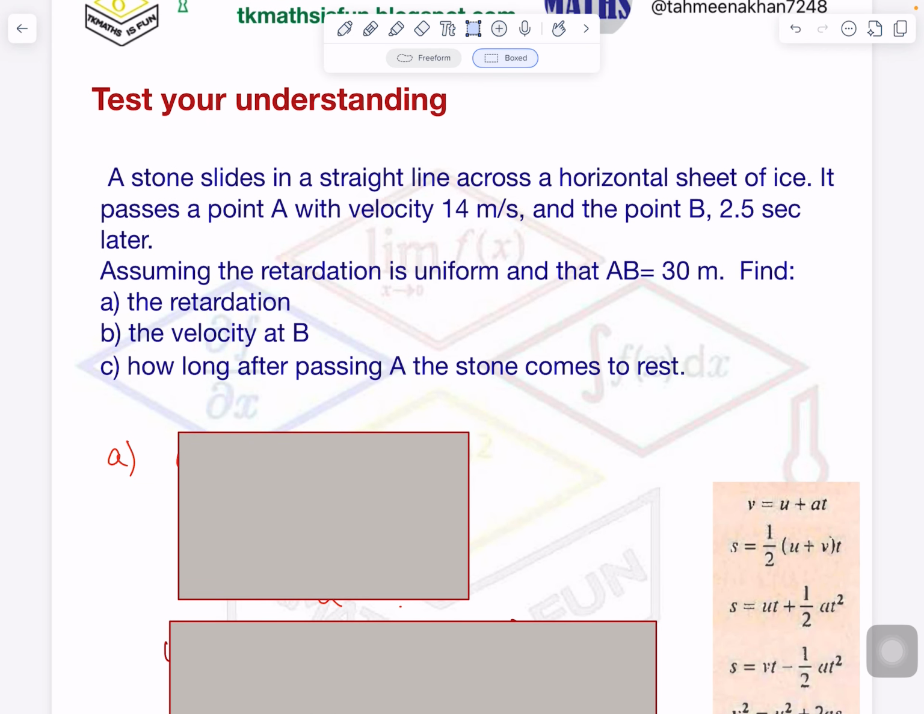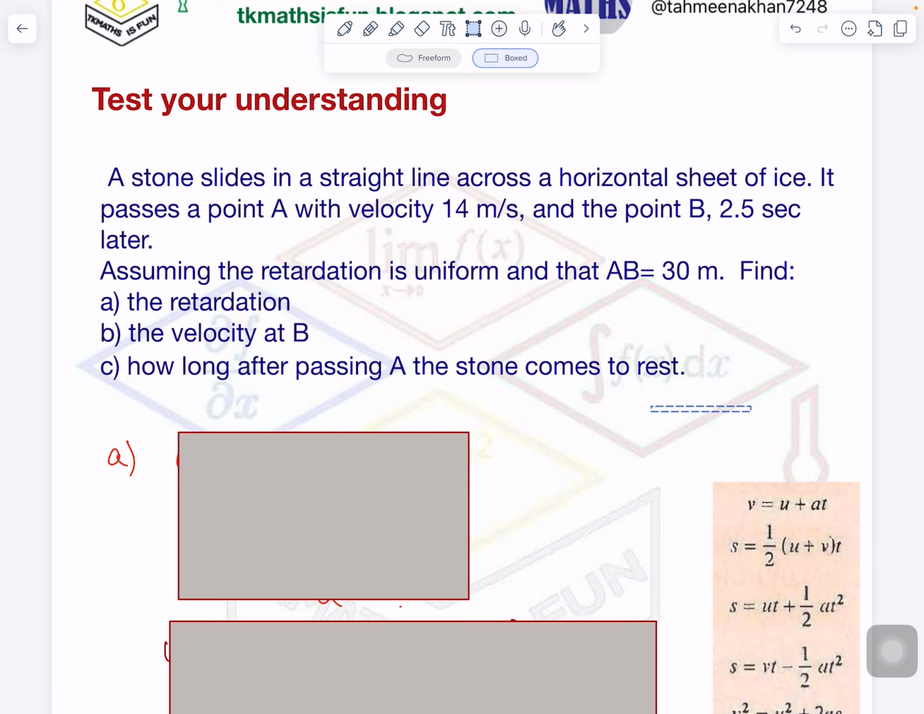You can put the video on pause and solve it, because I am going to show you the solution so that the length of the video remains small. Even then, I'll give you 15 seconds. So I hope you understood the question.